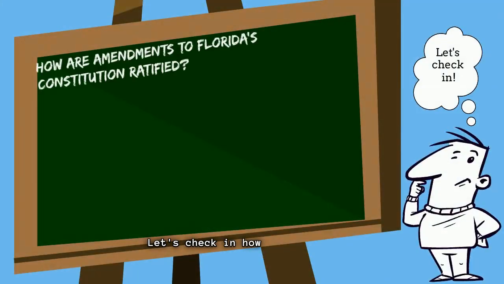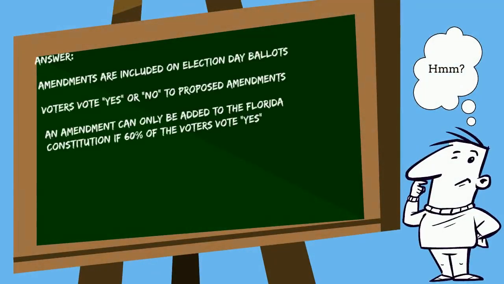Let's check in. How are amendments to the Florida Constitution ratified? Answer: Amendments are included on Election Day ballots. Voters vote yes or no to proposed amendments. An amendment can only be added to the Florida Constitution if 60% of the voters vote yes.